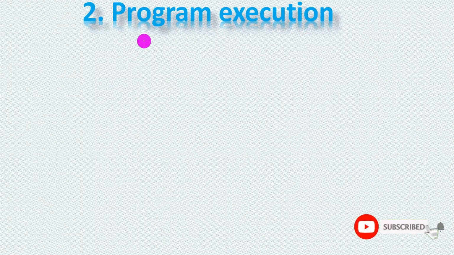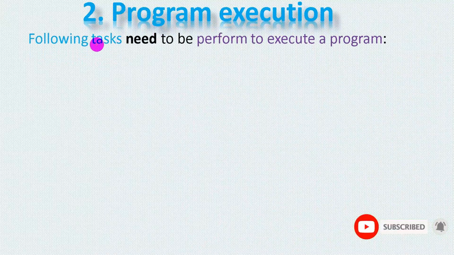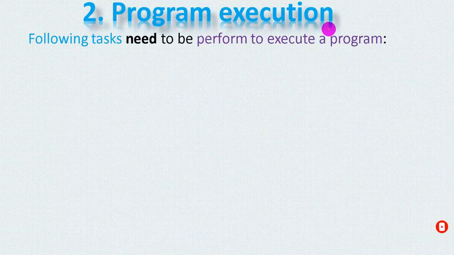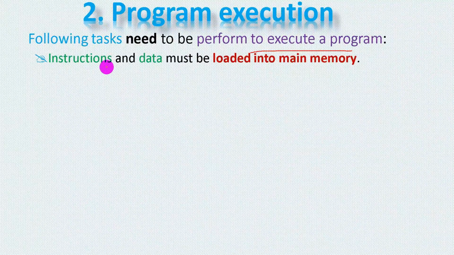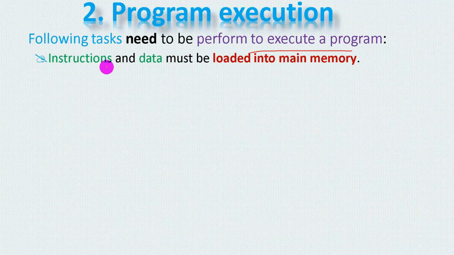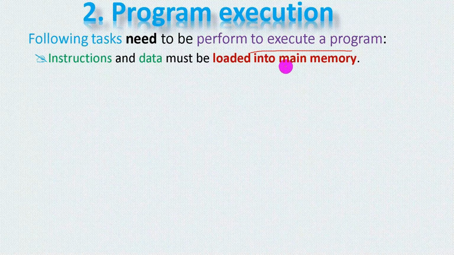The second service or task of operating system, program execution. After the programmer writes some instructions or code, he needs to execute or run it, right? This is also provided by operating system. The following tasks need to be performed to execute a program. The first one, the instructions or commands that the programmer wrote as a program, and also the data, must be loaded into the main memory.